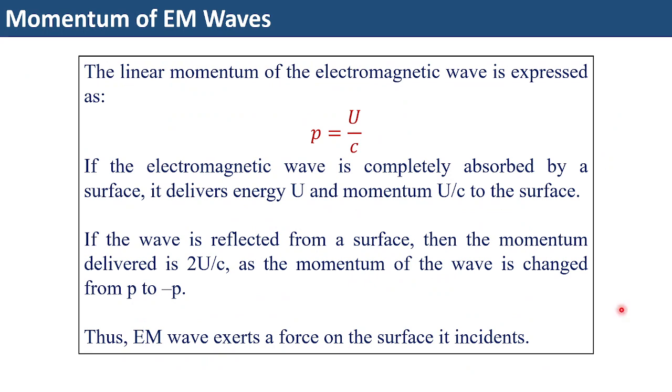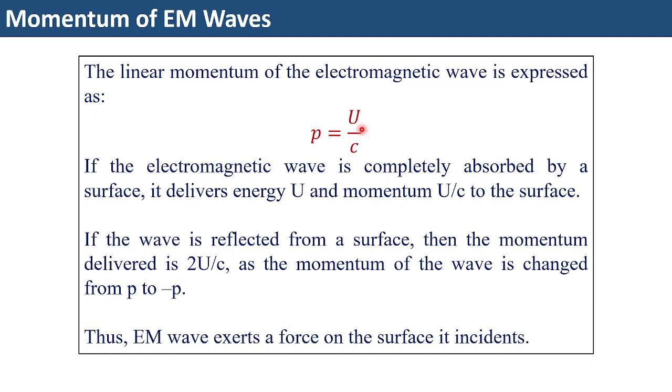The momentum. There is an interesting point, whether electromagnetic wave can have momentum. The answer is yes. The linear momentum of the electromagnetic wave is expressed as P is equal to U upon C. What is U? The electromagnetic energy divided by the velocity at which the ray or the wave is traveling in space. So if the electromagnetic wave is completely absorbed by a surface, then it delivers the energy U and momentum U by C to the surface. That's a very important point you should remember. If the electromagnetic energy is absorbed completely, it delivers a momentum U upon C. The complete momentum is being delivered.